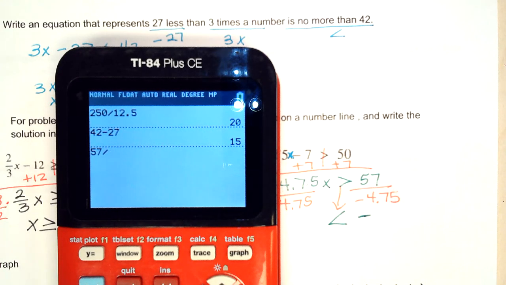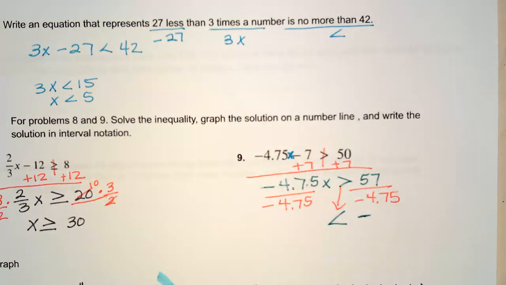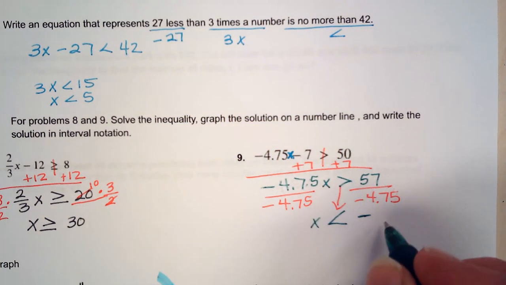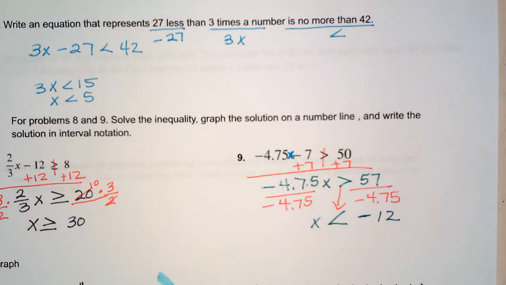57 divided by negative 4.75 gives me negative 12. So x is less than negative 12. Put a negative 12 here. Open or closed circle? It is open.